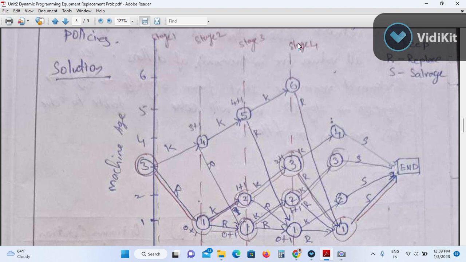From stage 4 I have to move to stage 3, right? Therefore, these are all the things I have to consider. The machine age is denoted by T. So that is T equal to 1, 2, 3, and 6.